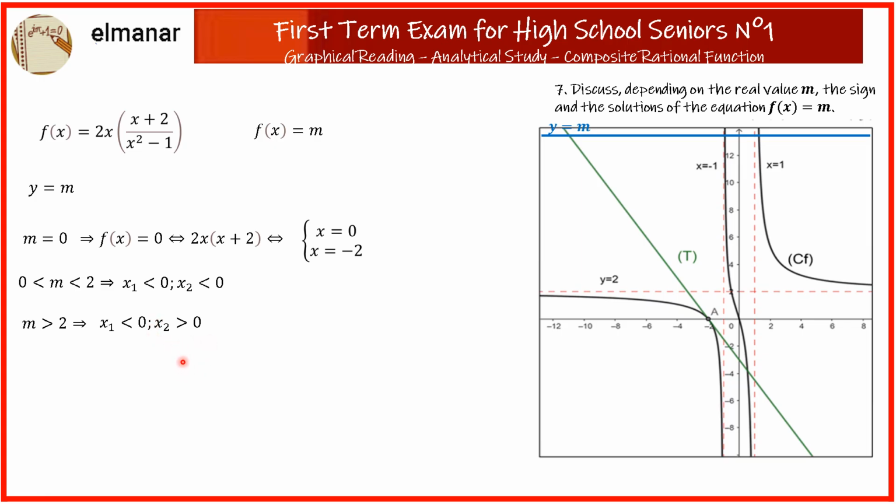When m is a negative value, once more the curve intersects the horizontal line defined by m in 2 places, one on the left and one on the right side of the origin. The two corresponding solutions for x also have opposite signs. One is negative, the other is positive.